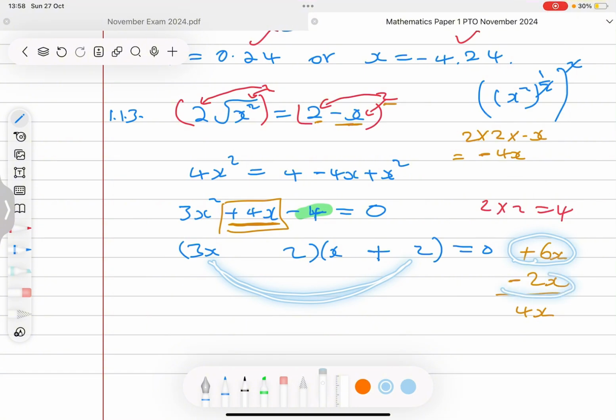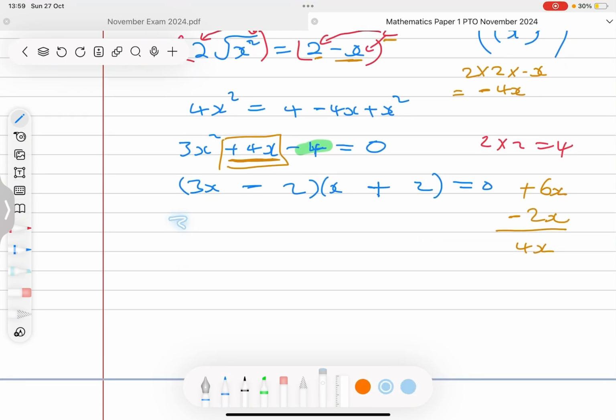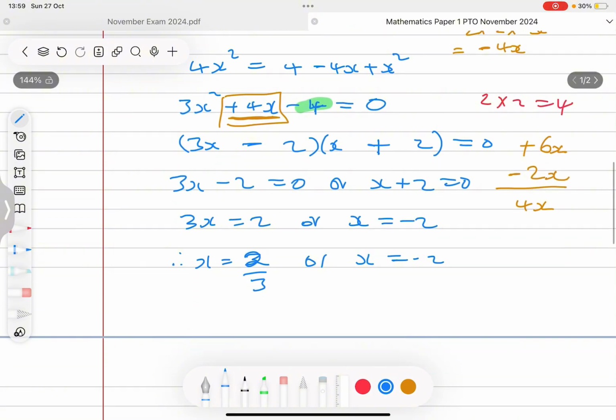And the second part should be a negative, because this 2x, we get it by multiplying these two. So here it's going to be a negative. Now at this stage, we have 3x minus 2 is equal to 0, or x plus 2 is equal to 0. Now this means I'm going to have 3x is equal to 2, or x is equal to negative 2. Therefore, x is equal to 2 over 3, or x is equal to negative 2. Those are my answers.